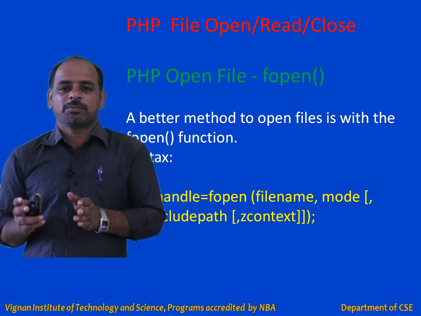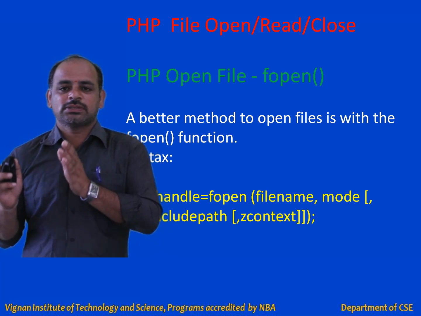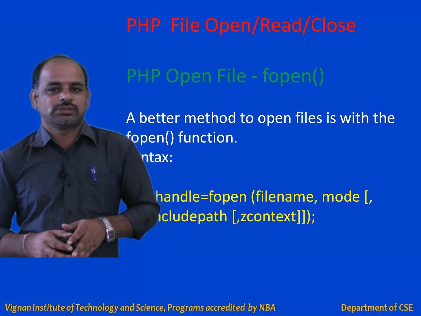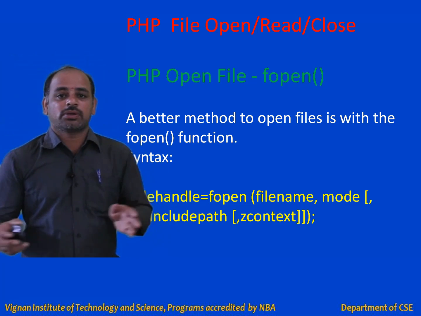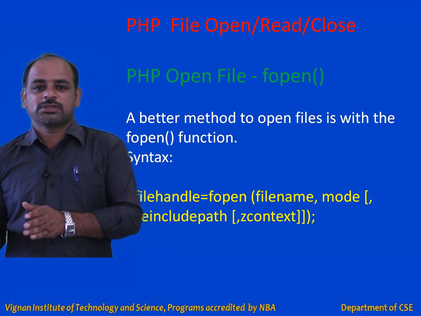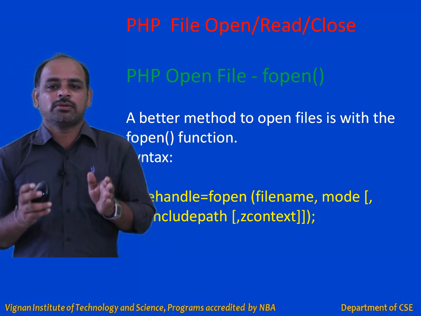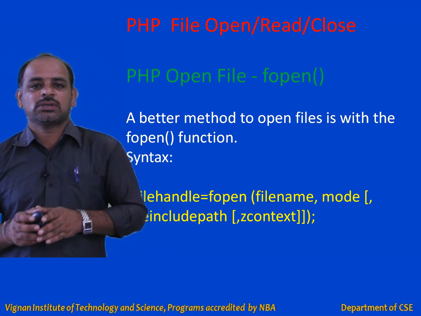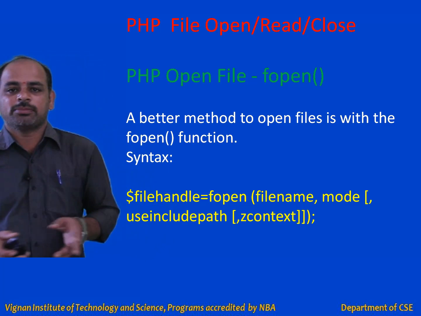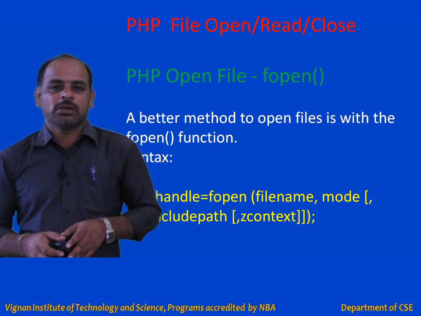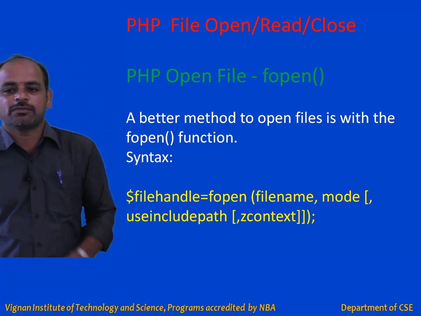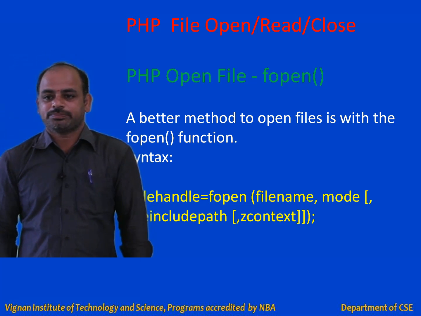If the file is not opened successfully, that is, if there is any error in opening the file, then fopen returns the Boolean value false. So you can verify whether the file is opened successfully or not by seeing the value returned by the fopen function, which is stored in the file handle here. The file handle can be any valid variable name, which stores the value returned by the fopen function.